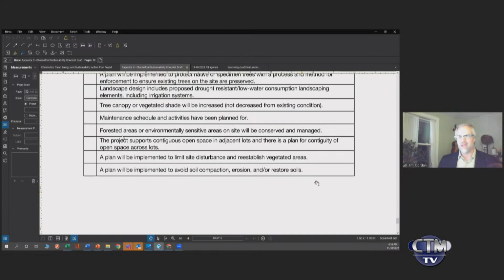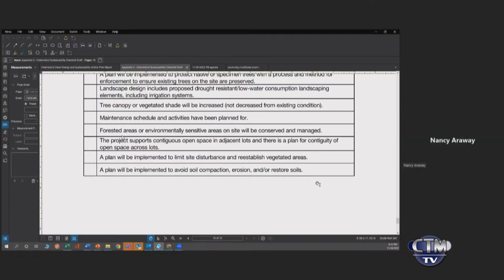So hopefully that gives you sort of a basic idea of how this thing is structured and how it's intended to work. So Jim, what I'm not understanding is that there's an awful lot in this checklist that has to do with the building construction itself. And the zoning bylaws don't deal with building construction. I mean, that's under the purview of the building inspector. It's not under the purview of zoning.